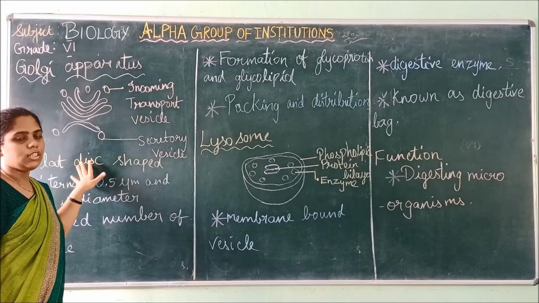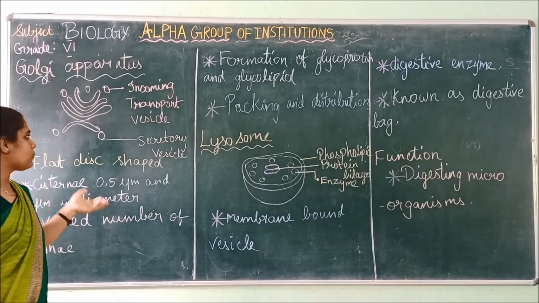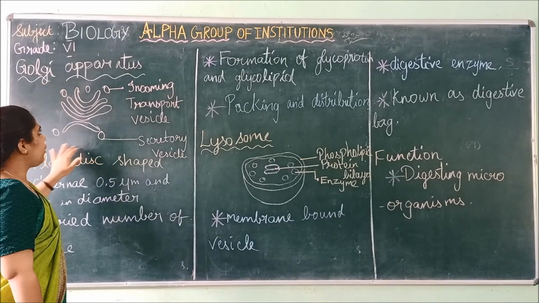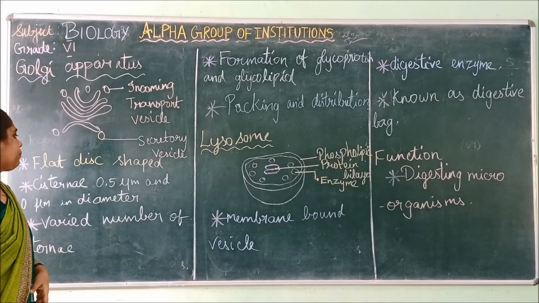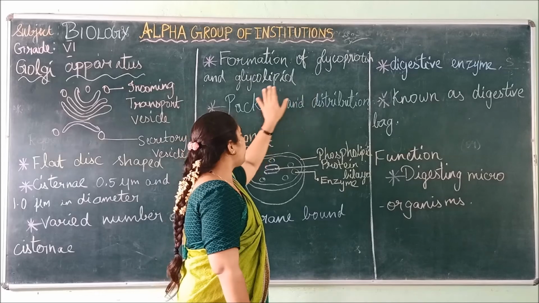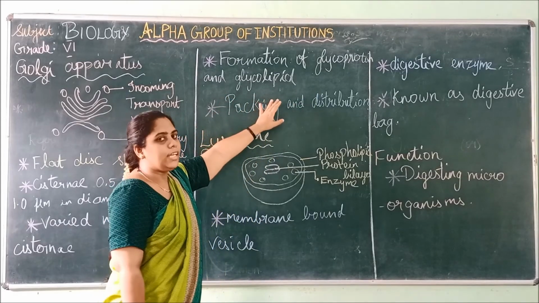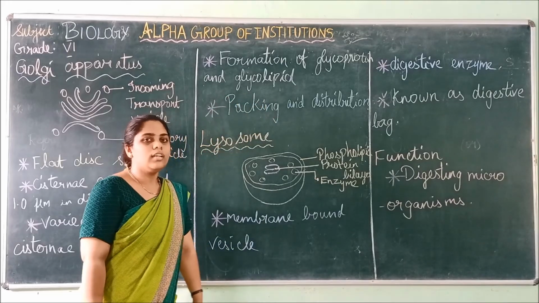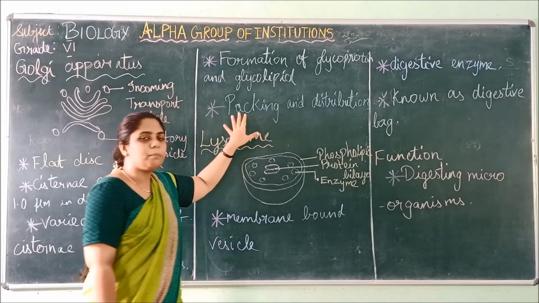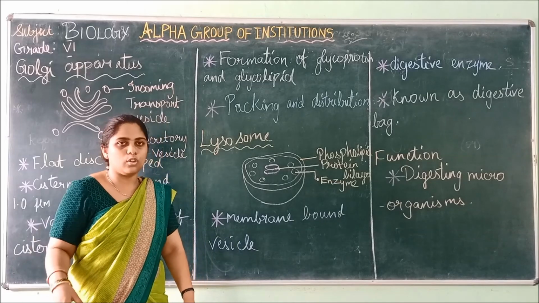So this is the main idea of the Golgi apparatus. The main aim of the Golgi apparatus is to pack the materials and transport them. This is the cis phase and this is the trans phase, the two phases of the Golgi apparatus, and it helps in the formation of glycoprotein and glycolipid. Like I already told you, it helps in packing the elements and distributing them to the other parts of the body.